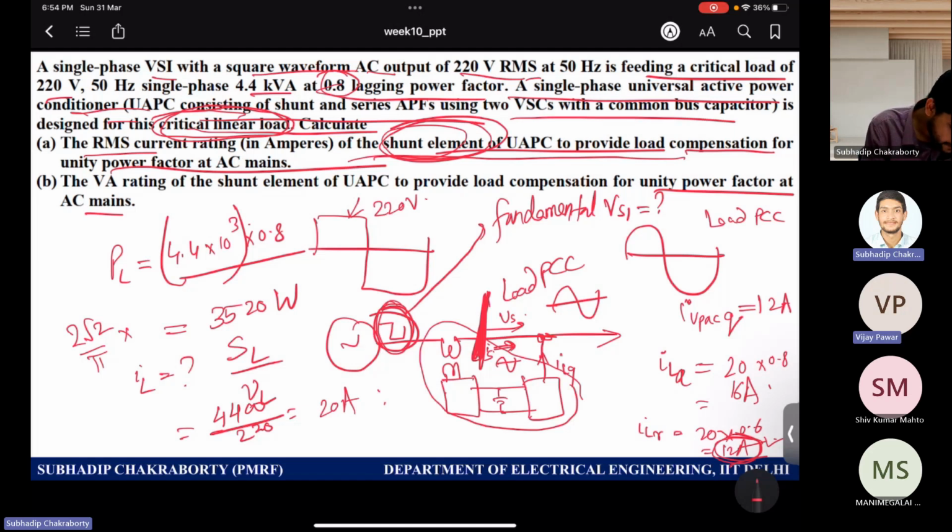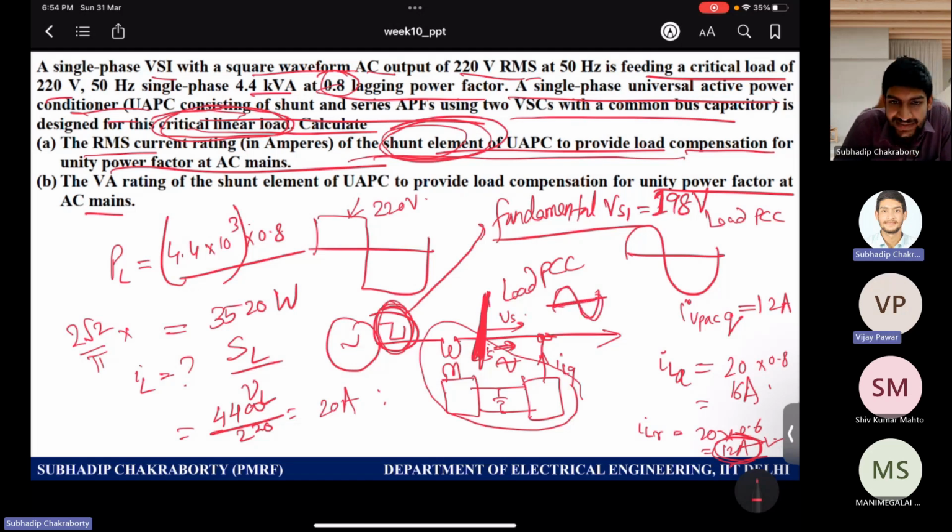How much is it coming? 198. Yes, 198 is the answer. 198 volts. So the fundamental of your supply and the fundamental of your load PCC.